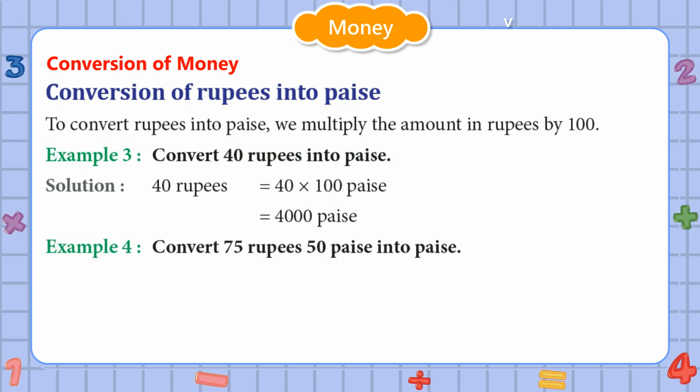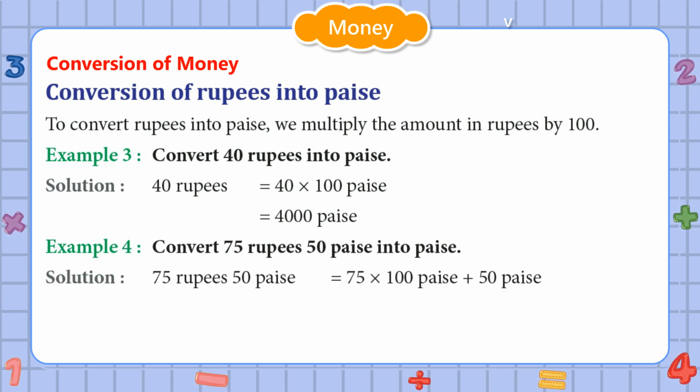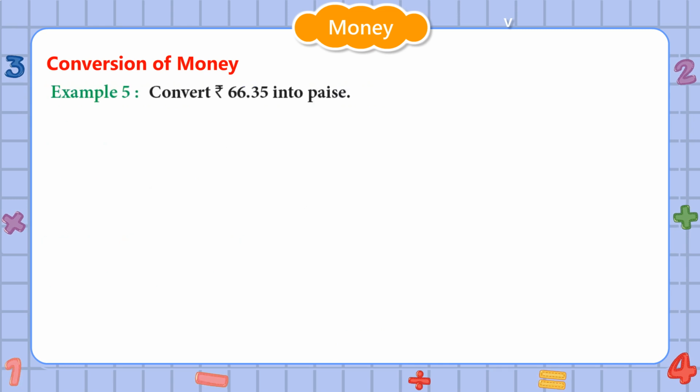Example 4. Convert 75 rupees 50 paise into paise. Solution. 75 rupees 50 paise is equal to 75 multiplied by 100 paise plus 50 paise. It is equal to 7500 paise plus 50 paise. It is equal to 7550 paise.